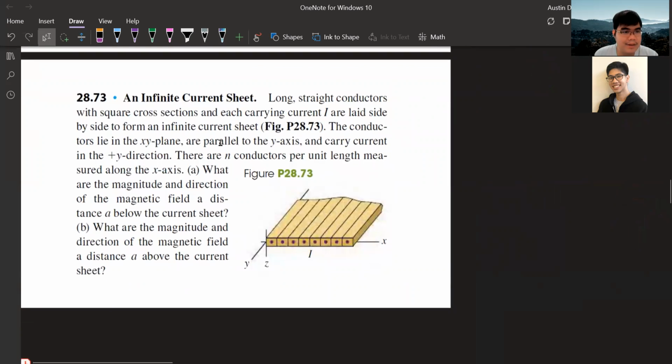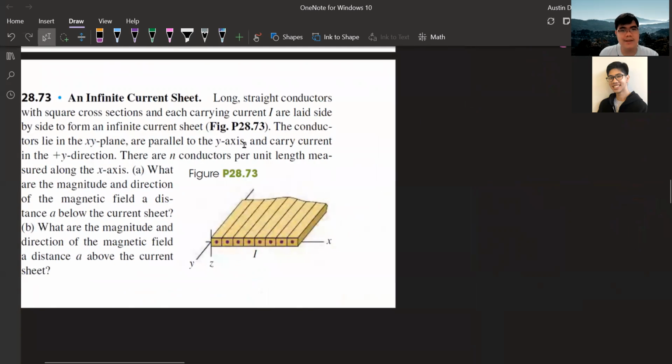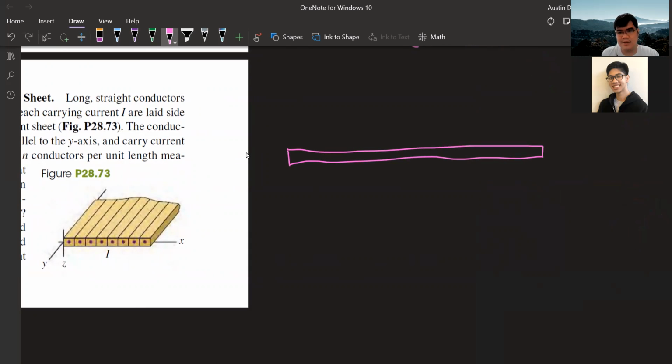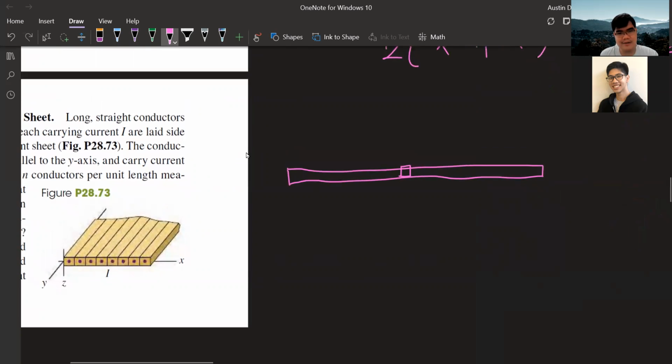Okay. Next is 28.73. There's a bit of thinking involved here. Okay, let's consider the slab. Then let's pick one current in the middle. You have that current, then you have a current of 1 unit to the right, 1 to the left, and so on, and so on and so forth.